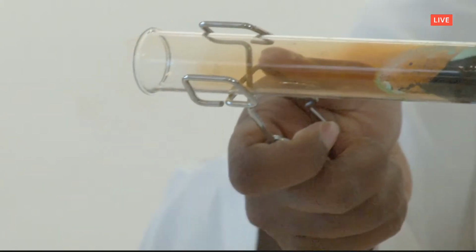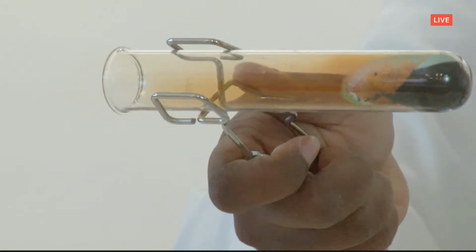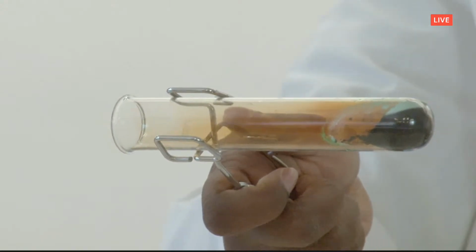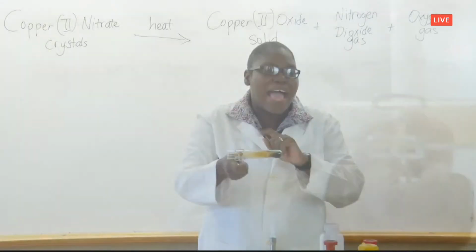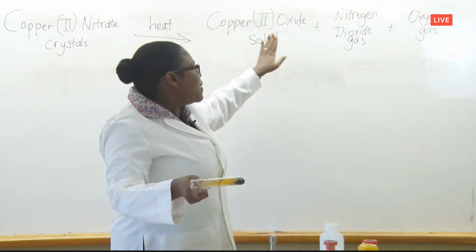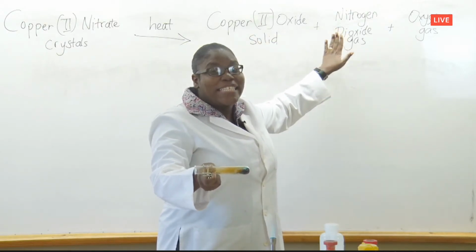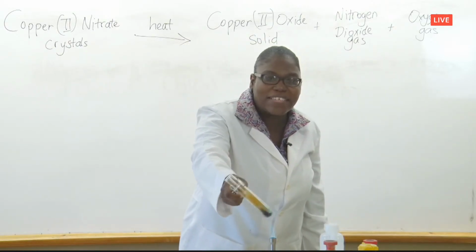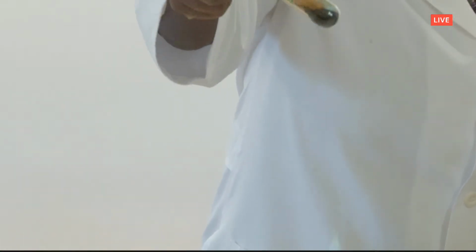In the tube, there's this black solid that remains. That black solid is our copper 2 oxide. And that brown gas with an irritating smell is nitrogen dioxide gas. Let me get rid of that bad boy. Take one last look.